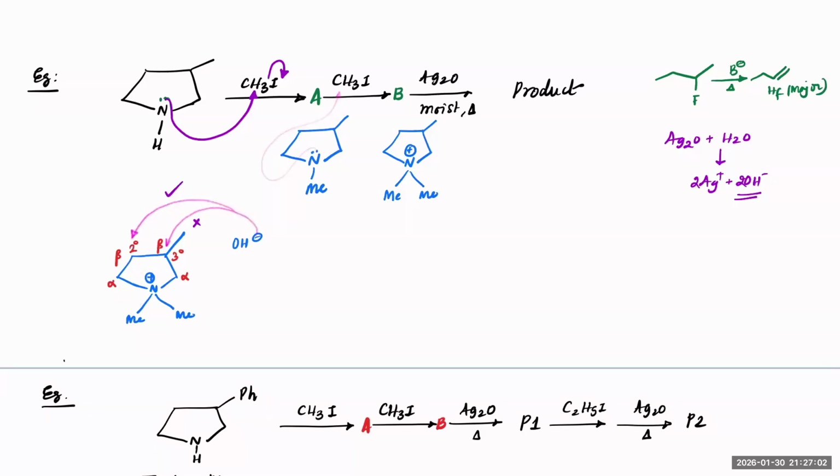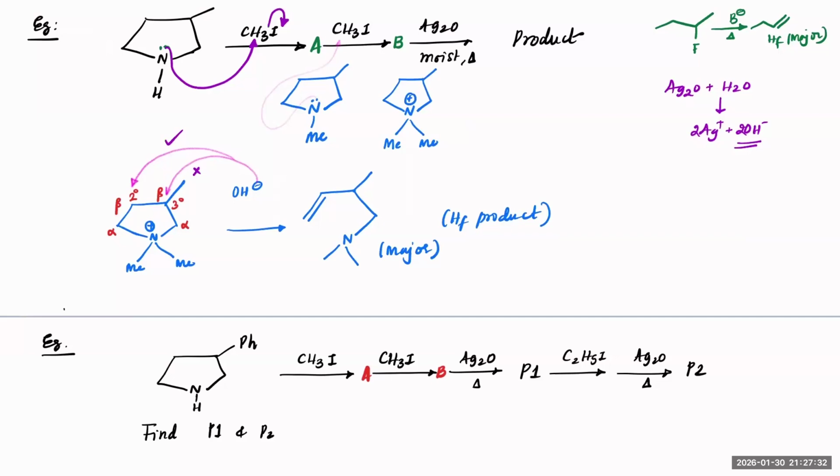Therefore, the attack will happen at this position more, and the bond will break on this side. As the bond breaks, what do I get? You will get it like this. We get a double bond here, and nitrogen will still be present here with two methyl groups. This is the final, or major, product you will get. Clear? So again, this is the Hofmann product. Please make a note, everybody.